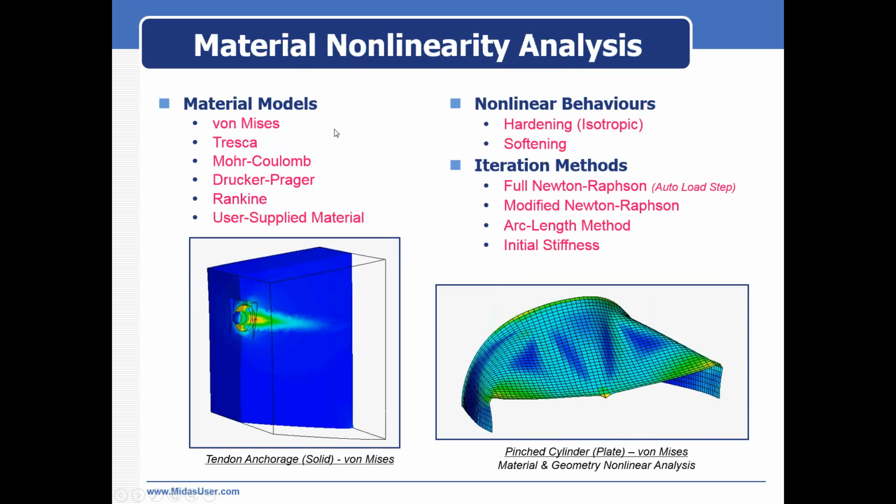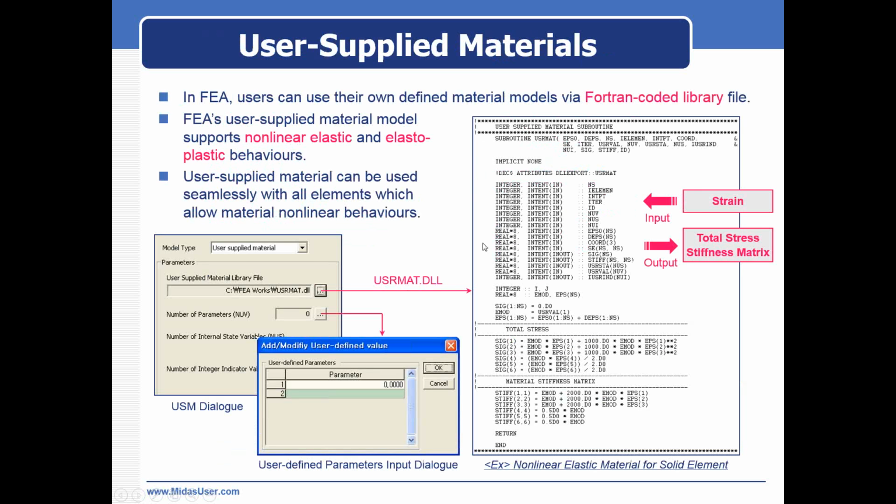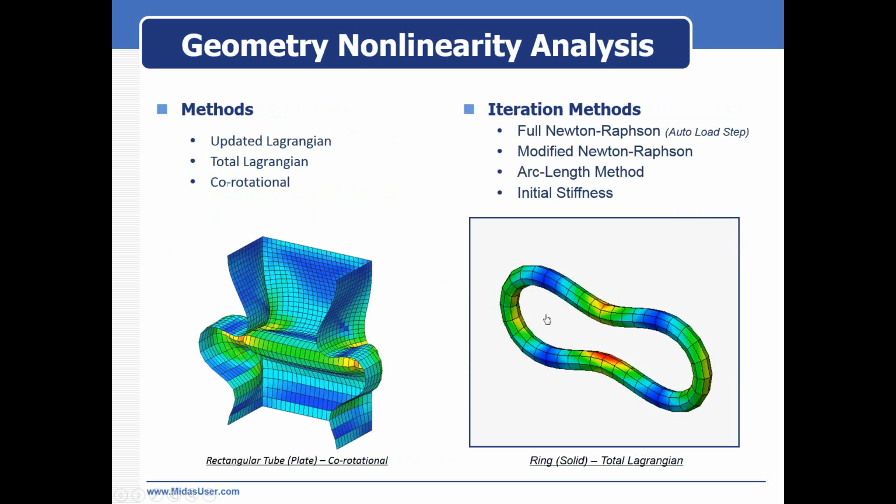Material nonlinear analysis. Von Mises, Tresca, Mohr-Coulomb, Drucker-Prager, Rankine. These are all supported in Civil, but FEA supports user-supplied material as well. The advantage with this material is that if some material nonlinearity function cannot be defined using these material models, then the users can write their own file which can be entered into the software, and material nonlinear analysis can be performed with this material.